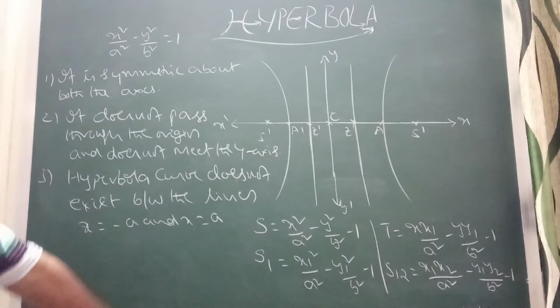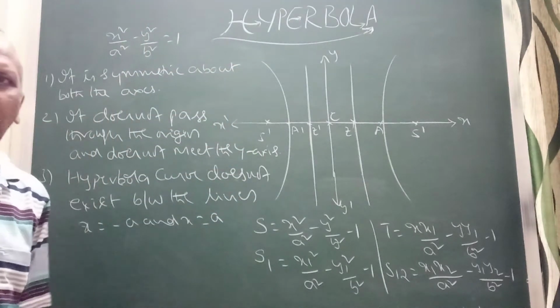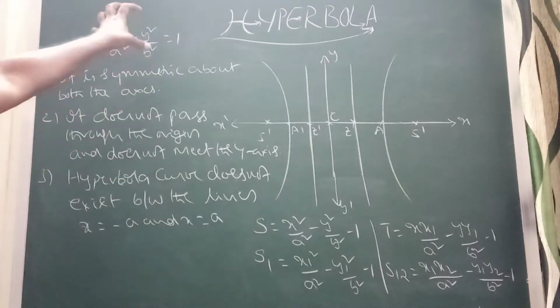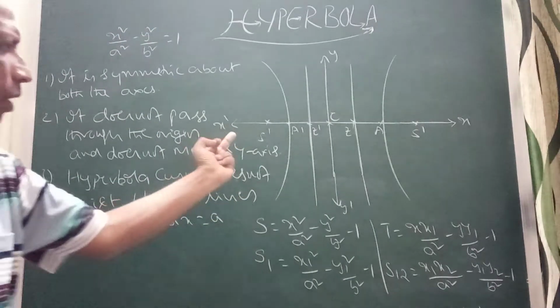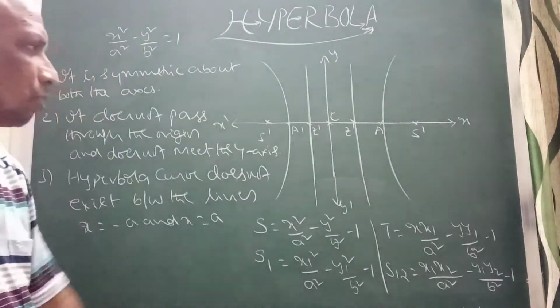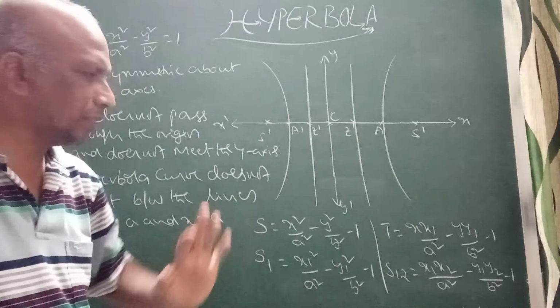Now you can observe here. This is the standard equation of the hyperbola: x square by a square minus y square by b square is equal to 1. Same thing here. We discussed that this is the transverse axis and this is the conjugate axis, with the vertices and directrices.